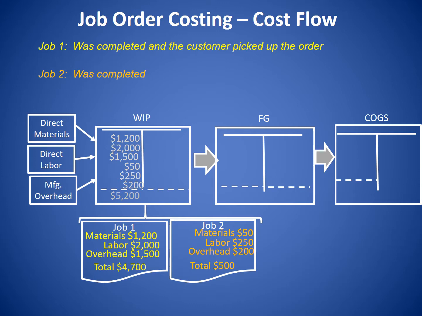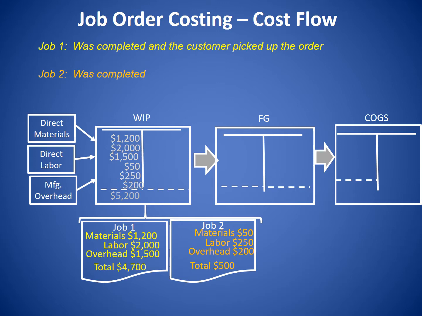Okay, now let's look at the progression. Job number 1 was completed and the customer picked up the order. And then job number 2 was also completed. But let's take a look at job number 1 first. You can see all the entries I had to work in process originally. Everything there is grayed out, showing you it was from the previous job entry. I also have my entries to the job sheets, job number 1 and job number 2, so I can track my job cost individually against my work in process. So job number 1 was completed and the customer picked up the order.